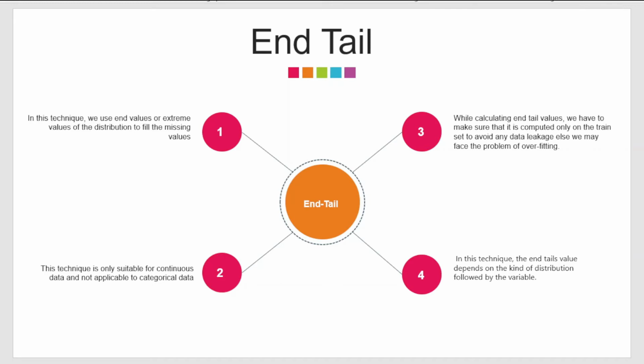Next thing is that in this technique, end-tail calculation depends upon the kind of data distribution followed by the variable. That is, how to calculate the end-tails of the distribution is entirely dependent upon the data distribution. And from the previous video, we know what kind of distributions are followed by continuous variables. And if you guessed it right, yes, I'm talking about the normal distribution and the skewed distribution. And if you don't know about it, I will walk you through it.